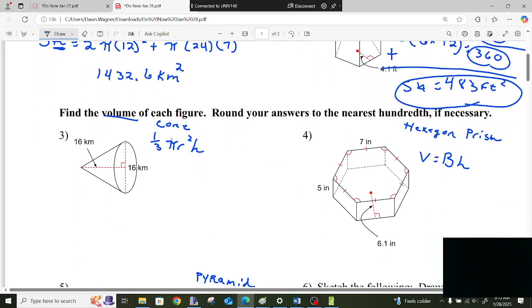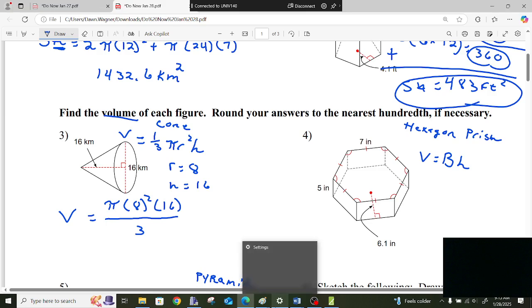So this is a cone, and the volume formula for a cone is 1/3 pi r squared h. What's r? 8. What's the height of the cone? 16. So it's pi times 8 squared times 16. And 1/3 just means to divide that by 3. That's easier to put in your calculator. So go ahead and do that for me.